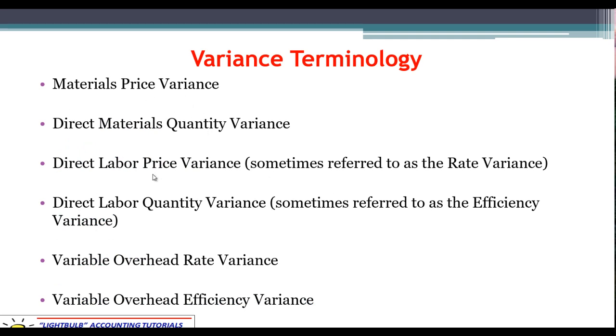So here is, for materials, labor, and overhead, what you might hear them referred to as. A lot of times you'll hear it called a materials price variance, or a direct materials quantity variance, direct labor price variance or rate variance, direct labor quantity variance or efficiency variance, and then you'll have your variable overhead rate variance and variable overhead efficiency variance. Again, this is just some examples of what you may see.